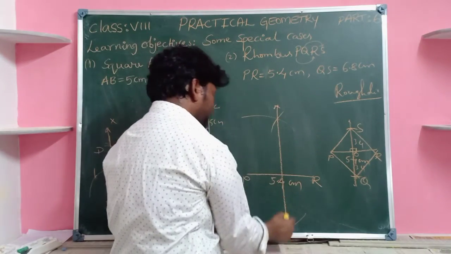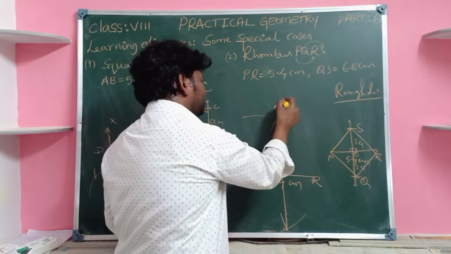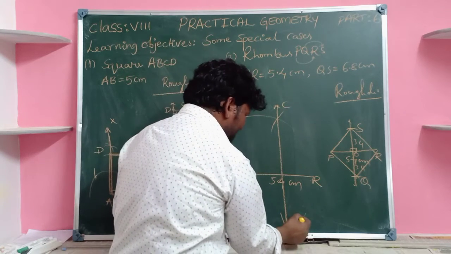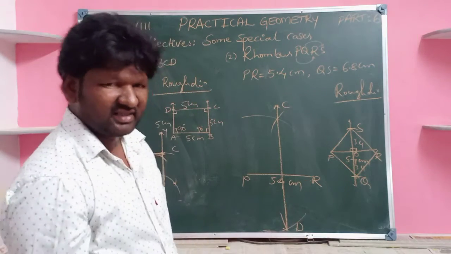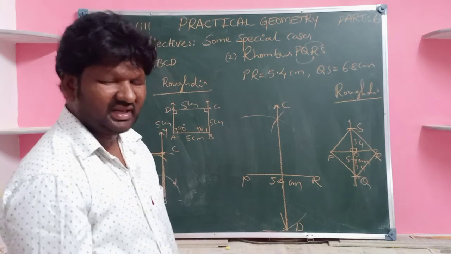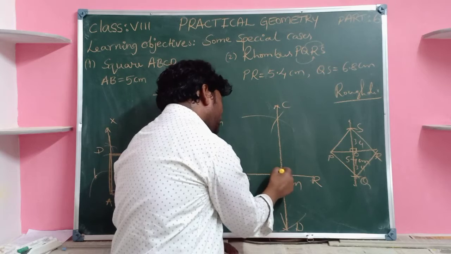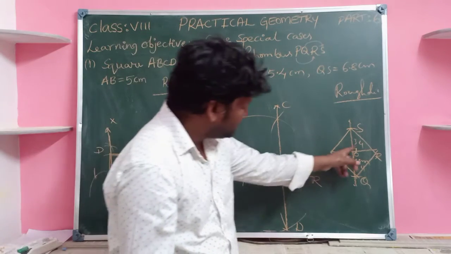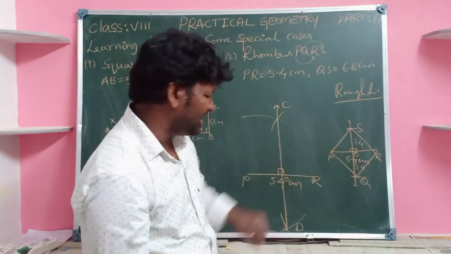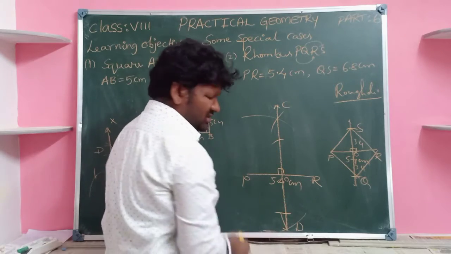Give some name, say CD. This is the CD perpendicular bisector line. Then what is the next step? Take the second point O, and with O as a center and 3.4 centimeter radius, draw arcs on both sides.